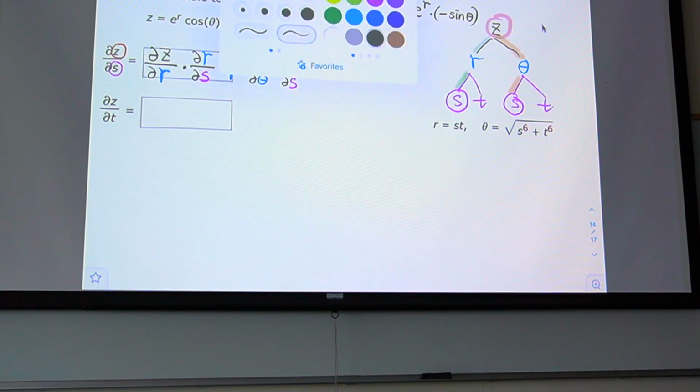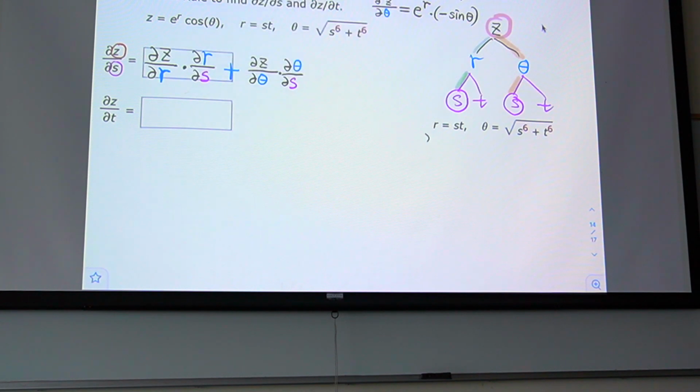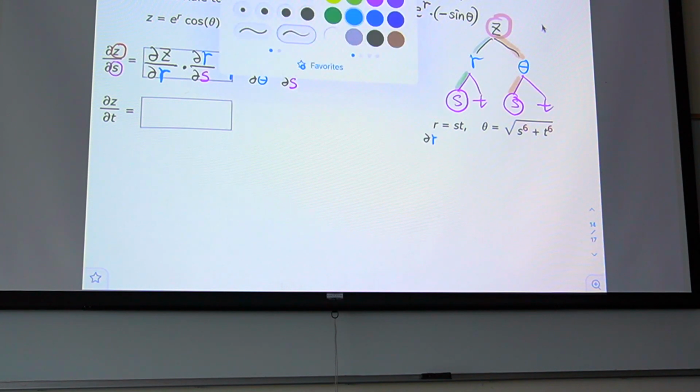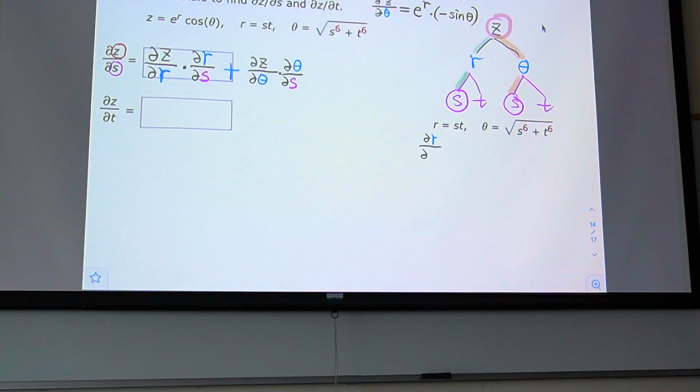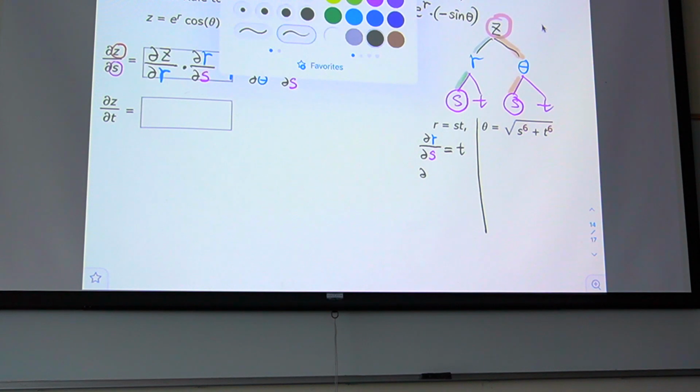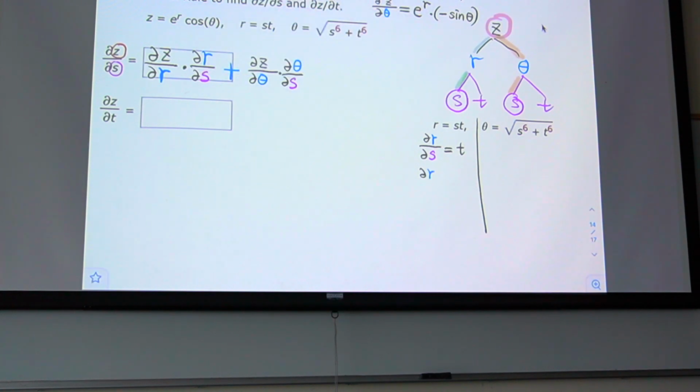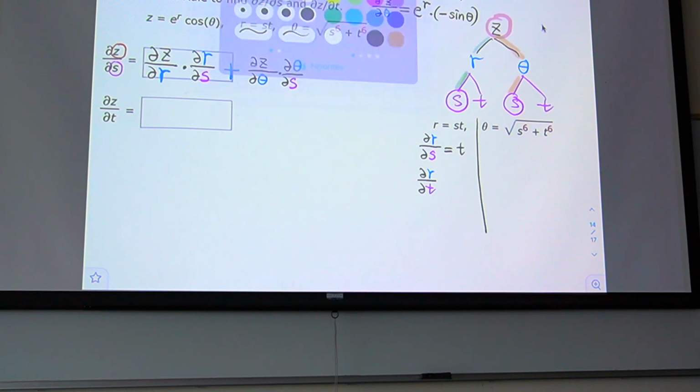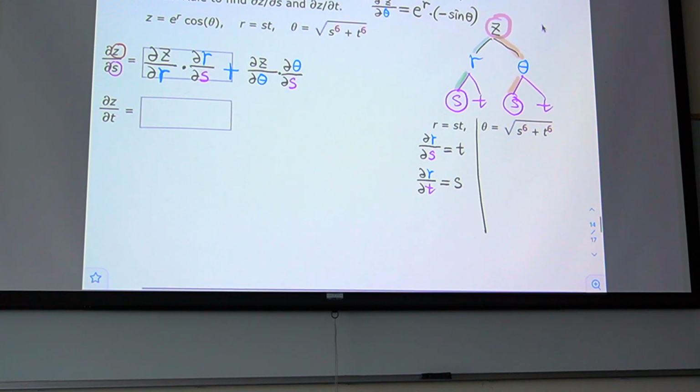Let's do that. Okay. So what is partial R, partial S? Looking at this. Is it T? Yeah, it is T, right? This T. Okay, got it. Good job. Okay. And to draw here. Okay, what about partial R, partial T? It's S, right? Okay. See, you guys got it. You guys are good at it. It's not that scary after a while, okay? At first you think it's a little bit scary, but okay. Got it. Good job.